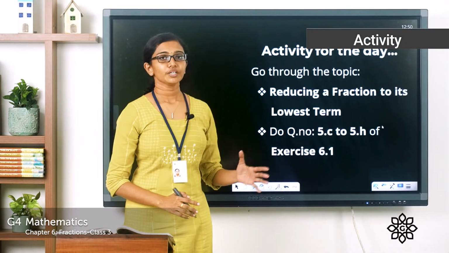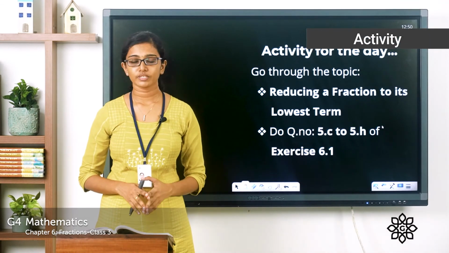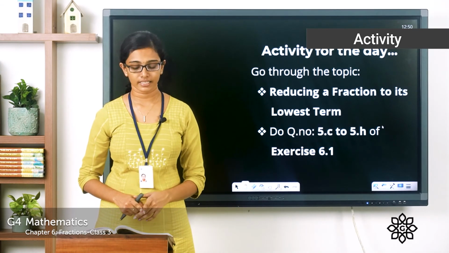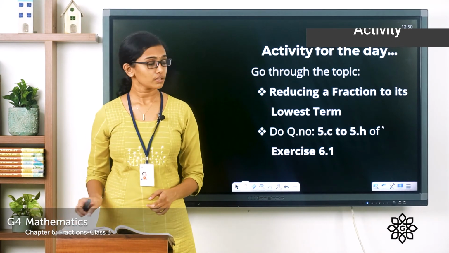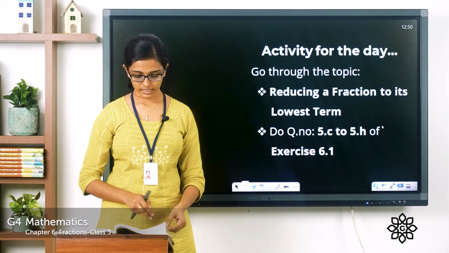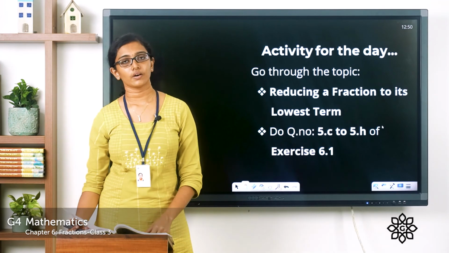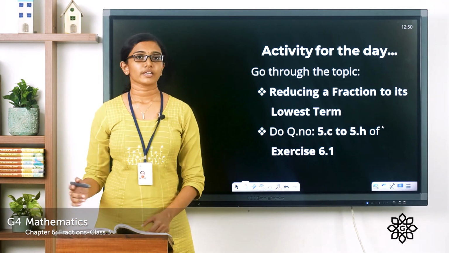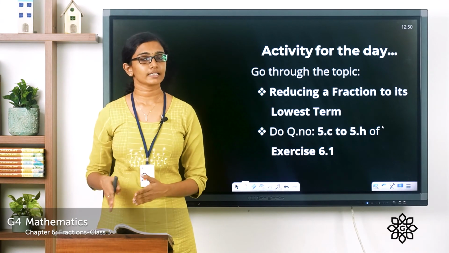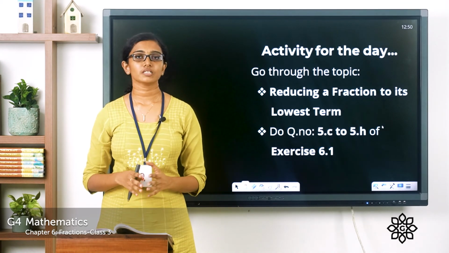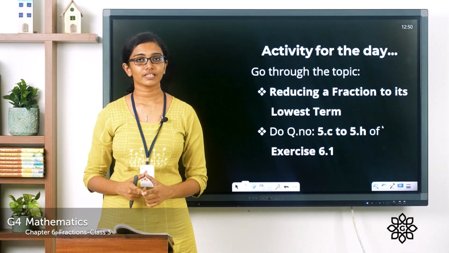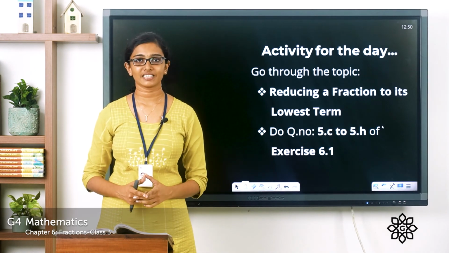Now, you have to go through the topic reducing a fraction to its lowest form in your textbook, which is in page number 83. Then you have to do the question number 5C to 5H of exercise 6.1 in your textbook. So you can finish the questions. For some questions, the space is provided in the textbook itself. Other questions you may note down in your notebook and complete them. Once you are done with the activity, please do take a picture and send us through Teams.